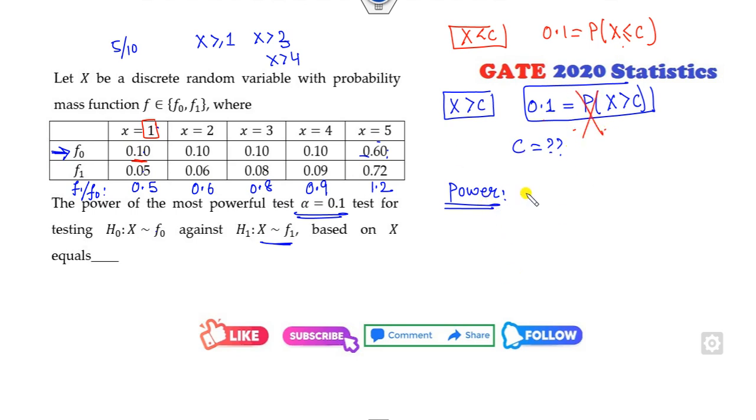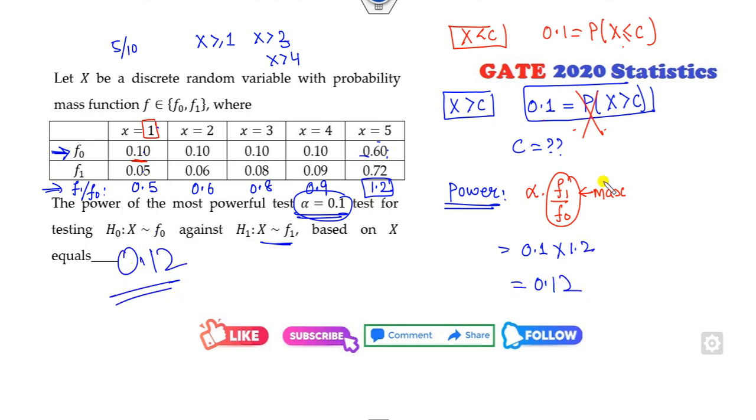Then your answer will be alpha times the maximum value of F1 over F0. This formula is applicable only if you are unable to find this value C. So what is alpha? The size. Size is 0.1. What is F1 over F0? This. What is the maximum value? 1.2. So the answer is 0.12, the right answer. This is the simple shortcut trick I give you whenever you are unable to find C. And you can see it's a GATE 2020 examination. So it may happen that this type of question will be asked in the IIT JAM.